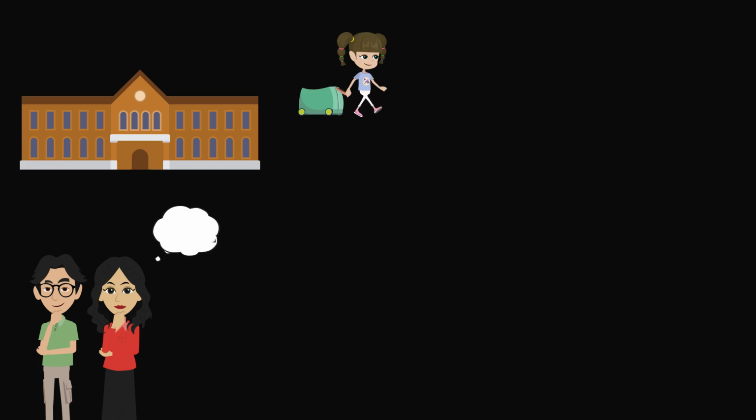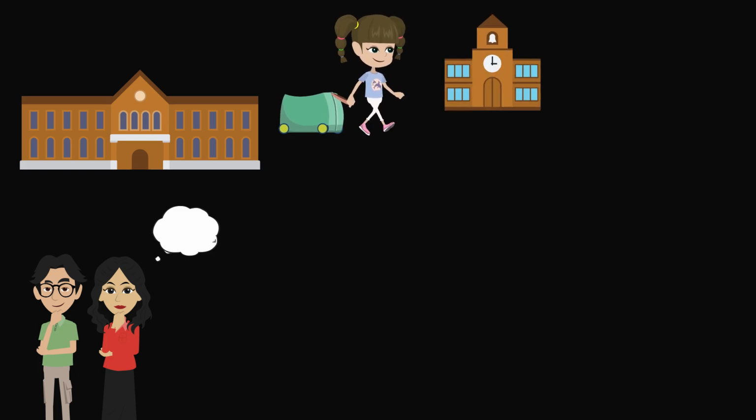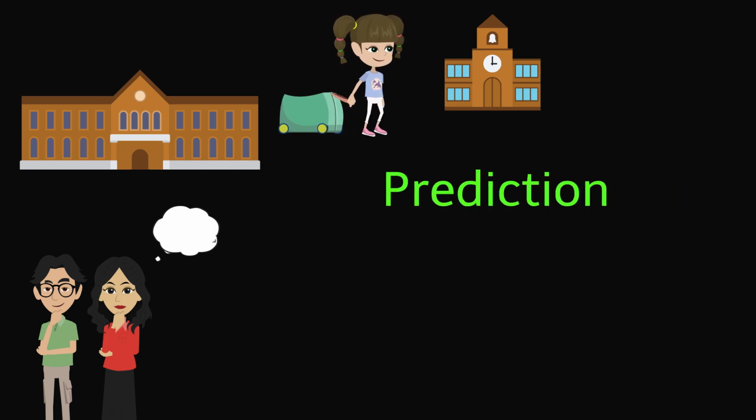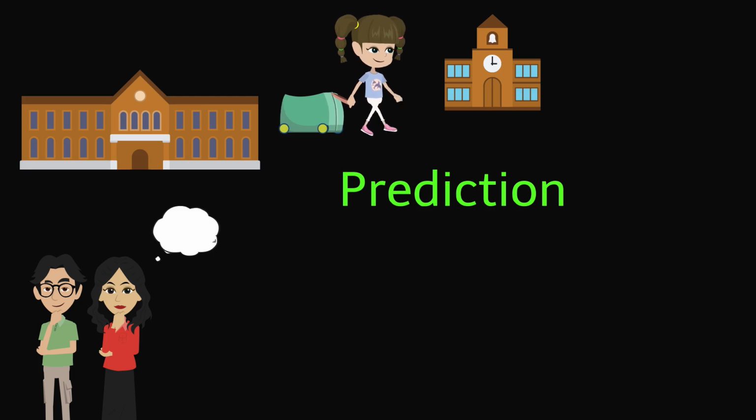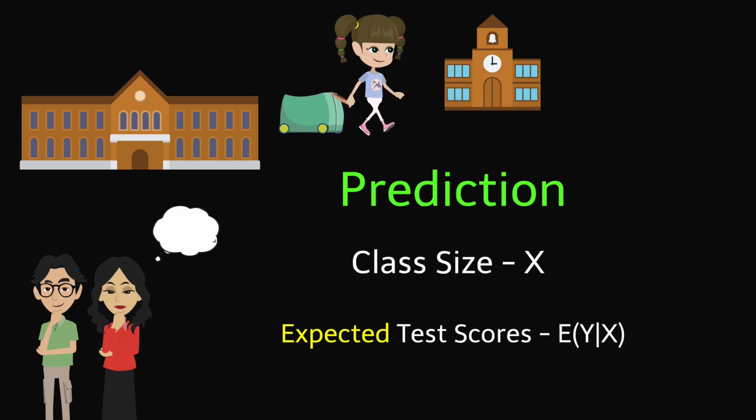Now, imagine you're on the other side of the table, a parent looking for a good school for your child. You might ask, if I move to a district with smaller classes, can I expect higher test scores for my child? This is a question about prediction. Given the value of x, class size, what value of y, test score, should we expect?